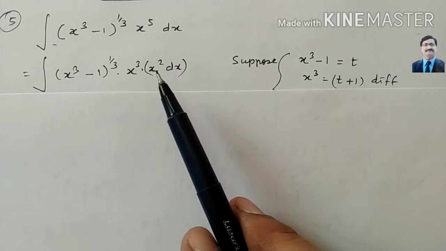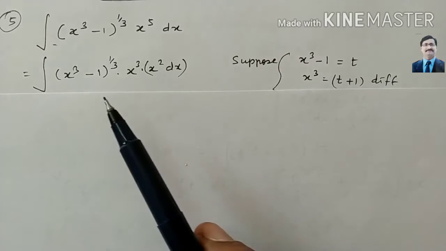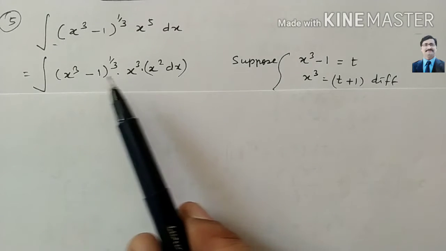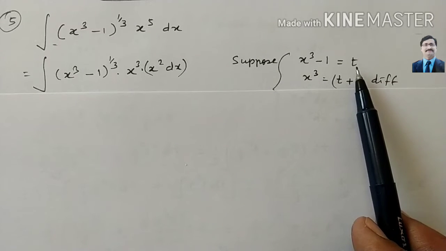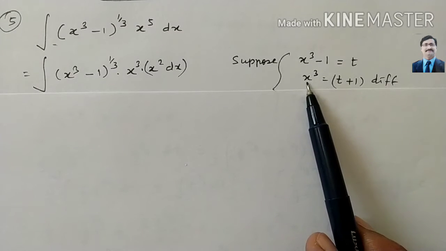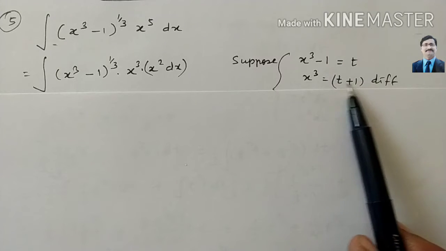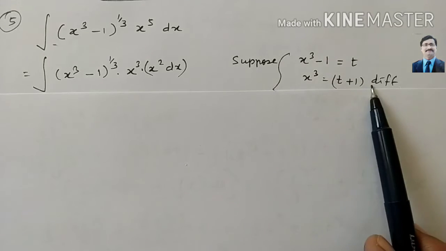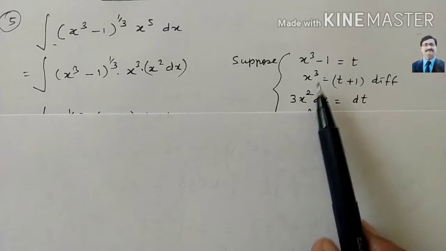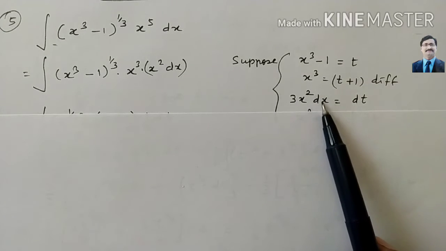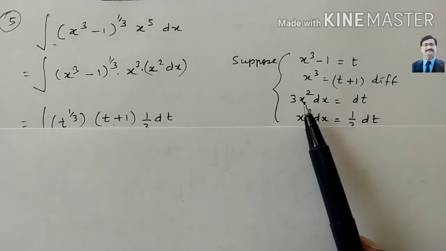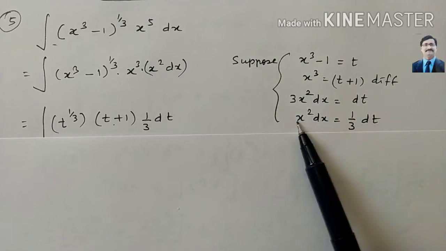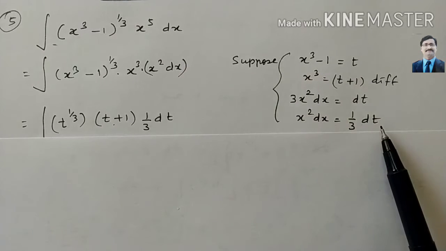Now the differential of x cube is x square. So we will suppose x cube minus 1 equal to t. So x cube equal to t plus 1. Now we will differentiate with respect to x, we get 3x square dx equal to dt. Now we transfer 3, we get x square dx equal to 1 upon 3 dt.